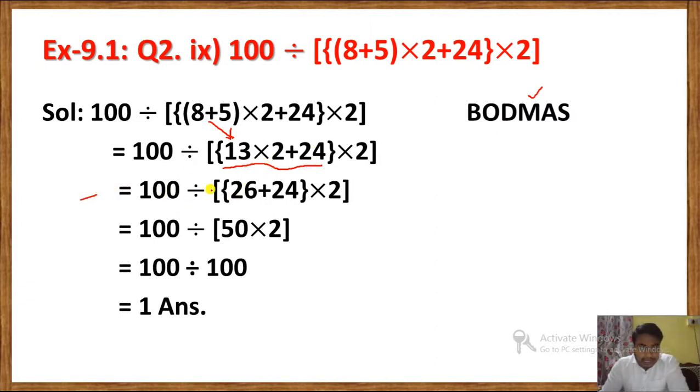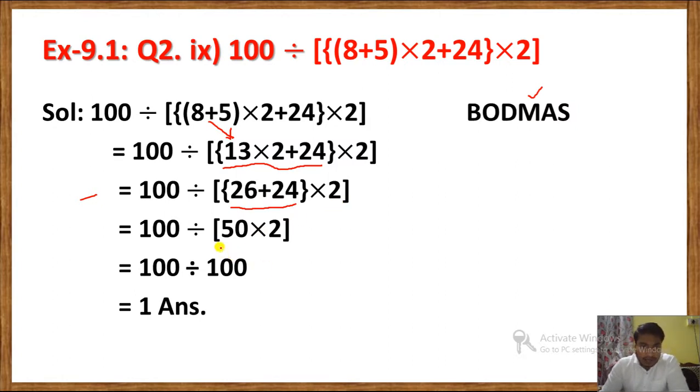So 100 ÷ [{26 + 24} × 2]. From here we'll get 26 plus 24, curly bracket close, into 2, big bracket close. Now we have to do the work of this. Here we have 26 plus 24, so this part we have to add now, and the rest we write as it is. 100 divided by, in the big bracket, from here we will get 50, since 26 plus 24 is 50, into this 2, and then big bracket close.